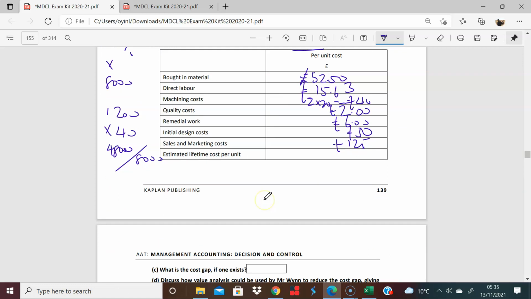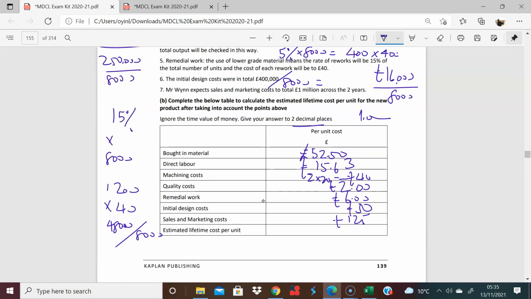And what we have to do now is add all of this together. So let's just do that. £52.50 plus £15.63 plus 40 plus 2 plus 6 plus 50 plus 125 is equal to £291.13. That's where we are, £291.13. And that's the first point. So this is the cost that we currently have.